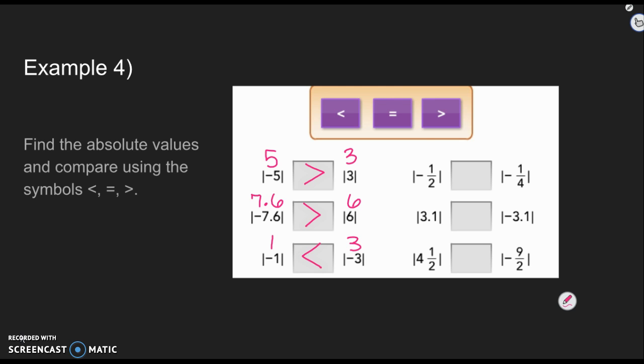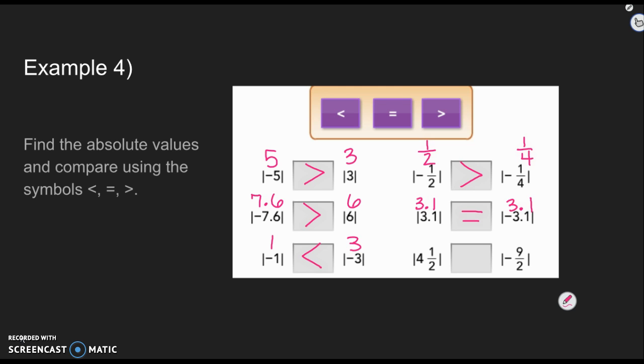The absolute value of negative 1/2 is 1/2. The absolute value of negative 1/4 is 1/4. 1/2 is greater than 1/4. The absolute value of 3 1/10 is 3 1/10. The absolute value of negative 3 1/10 is 3 1/10.